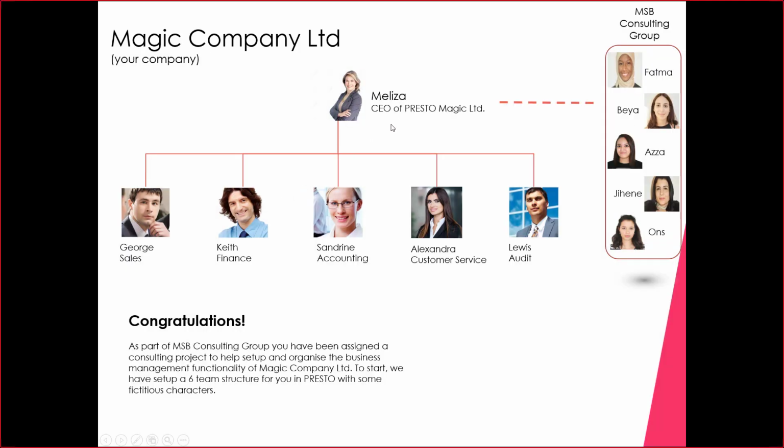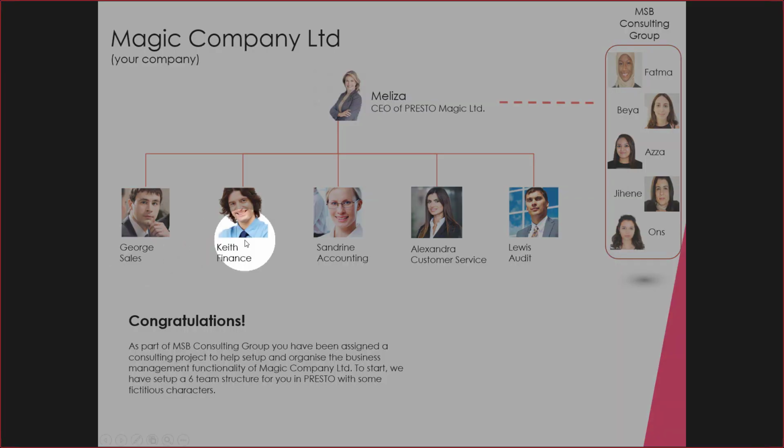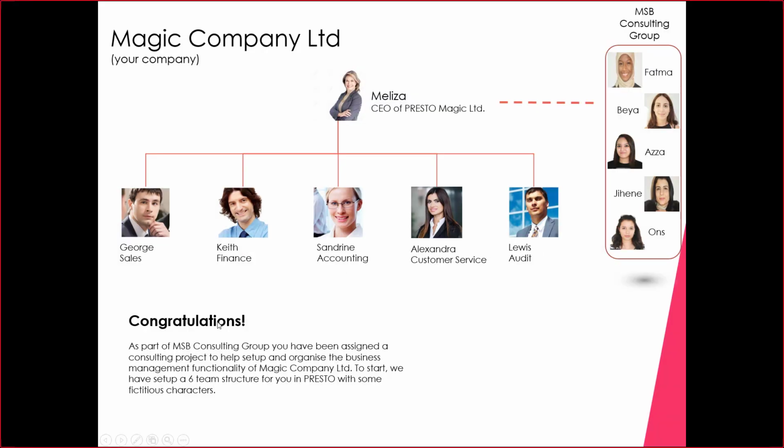Okay, we have Melisa, who's the CEO, and she's responsible for 5 different teams. So for the next 2 weeks, you're going to be using Presto to manage this company or a potentially different company. This is what you currently have in there.